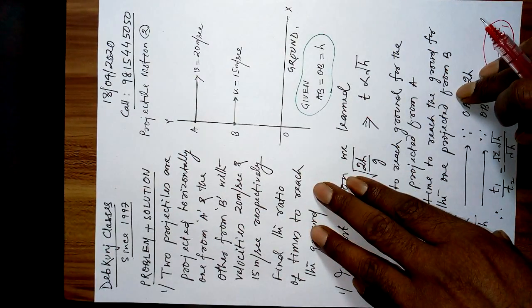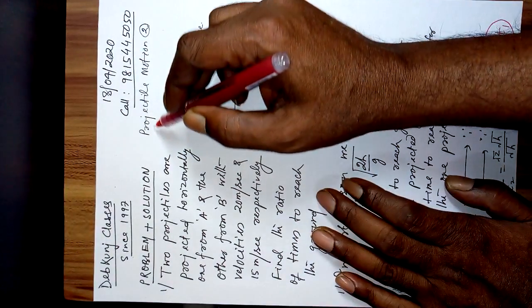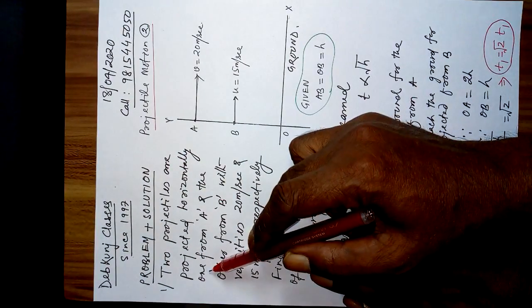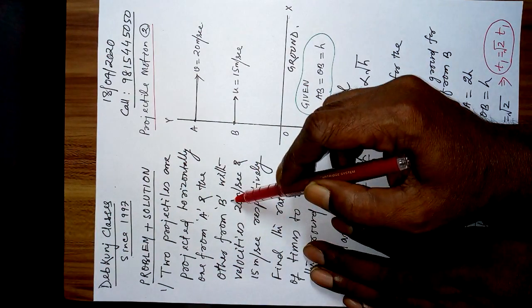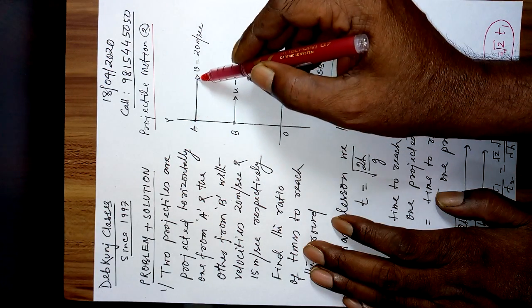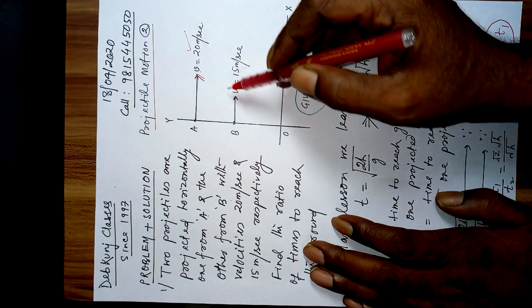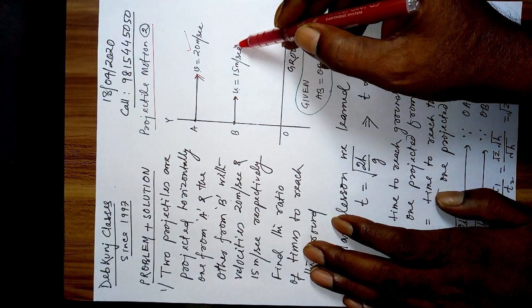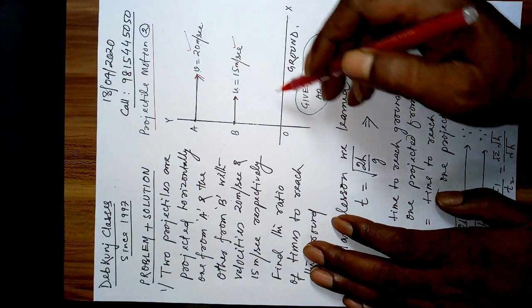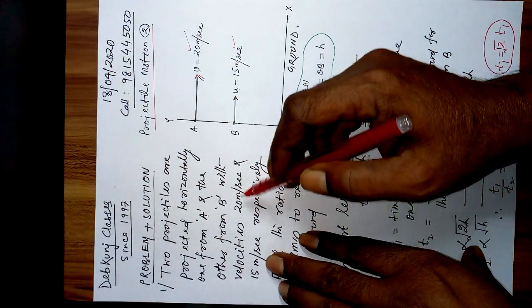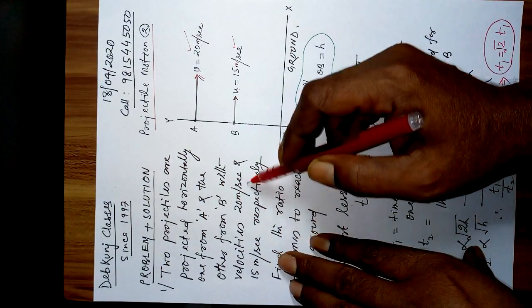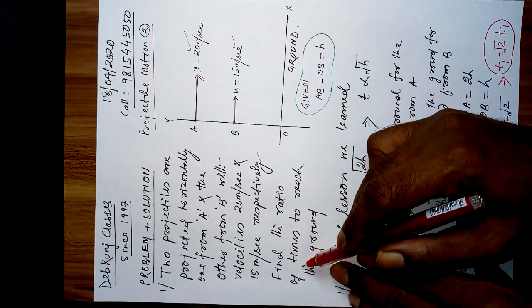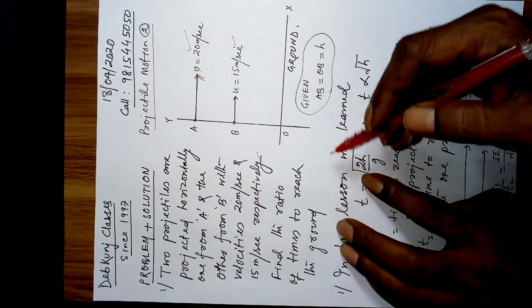Now a small numerical on projectile motion 2. Two projectiles are projected horizontally, one from A and the other from B. One is projected from here with a velocity, say, 20 meters per second. Another is projected from here with a velocity u of 15 meters per second. They can be different. They would be with velocity 20 meters per second and 15 meters per second respectively. Find the ratio of time to reach the ground.